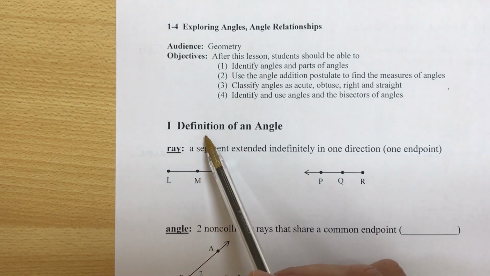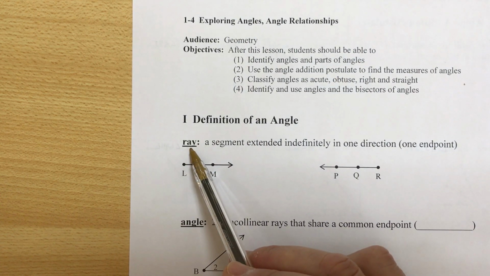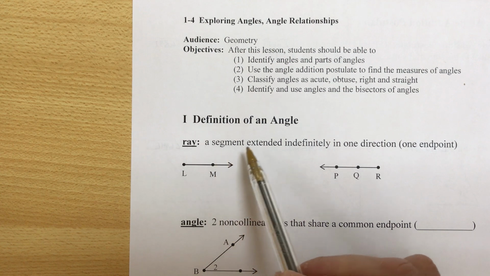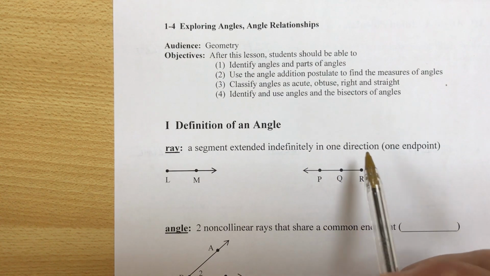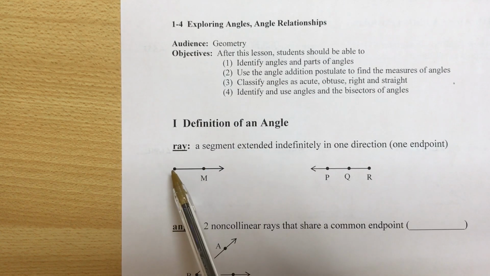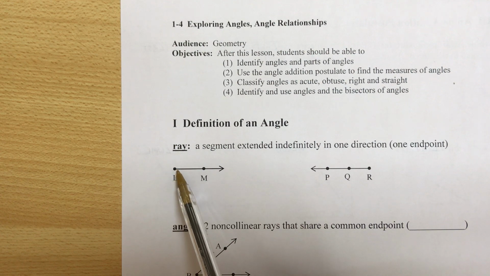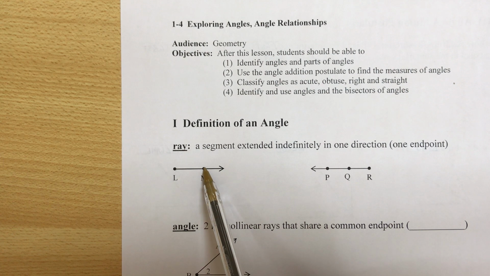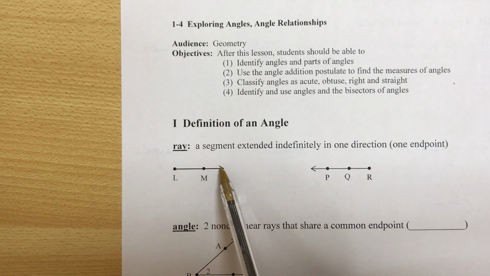All right, so we're going to start with the definition of an angle, and the first thing we'll define is the word ray, which is a segment extended indefinitely in one direction. Okay, so it has one endpoint. So we've talked about how a line goes in two directions, and then a segment just contains the endpoints and what's between them. So what a ray does, it's a combination of both. We have one endpoint, and then it extends indefinitely. It keeps going in the other direction.